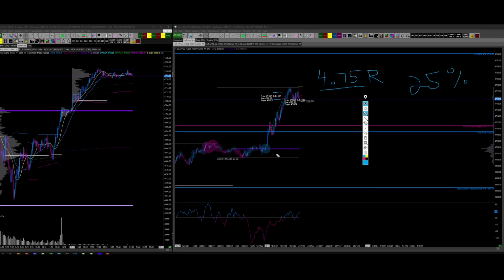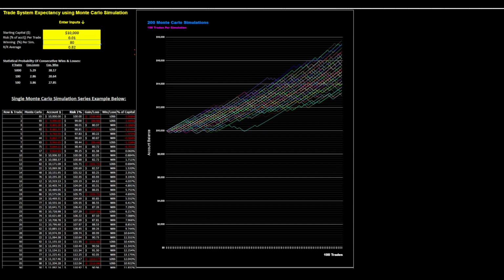Okay, let's go plug this into the Monte Carlo simulation. Okay, so here we are in the Monte Carlo simulator, and we're saying 1% account risk.